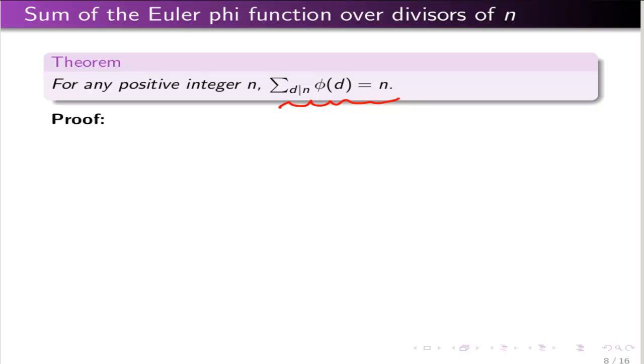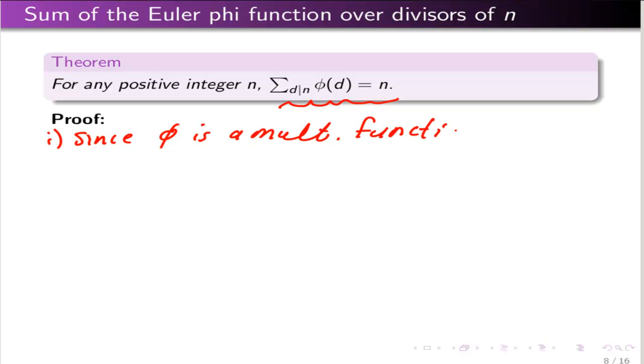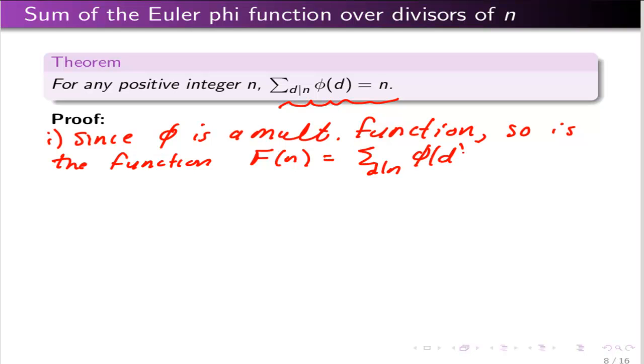So proof. First we note that since phi is a multiplicative function, so is the sum function. Let's give it a name. Capital F of n, which is defined to be the sum over d dividing n of phi of d. And that's by our theorem. Okay, and we proved phi was a multiplicative function back when we did the Chinese remainder theorem. Okay, so that's step 1.